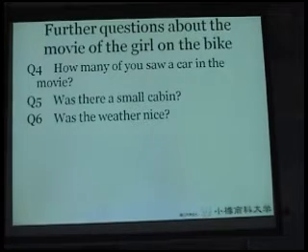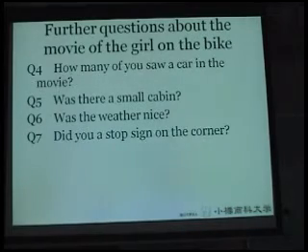Was the weather nice? Did you see a stop sign on the corner? Did you see a stop sign? Sorry, the word is missing. Did you see a stop sign on the corner? How many saw it? How many of you saw it? Nobody? Really?